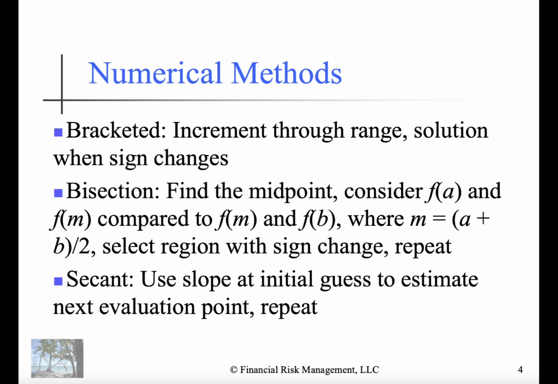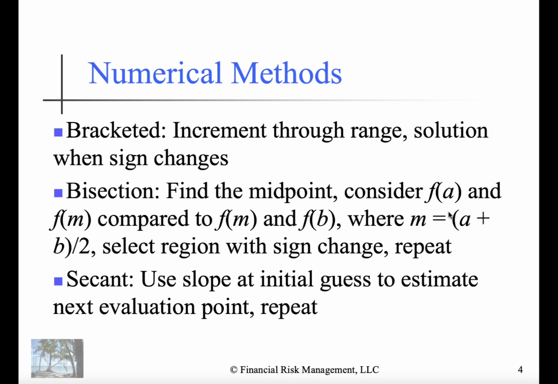You could just use a bracketed method of some sort and increment through the range. So you select some extremely low value, some extremely high value that has the answer in it, and then just increment through it and find the closest answer. One way to do this is known as the method of bisection. Basically, you find the midpoint.